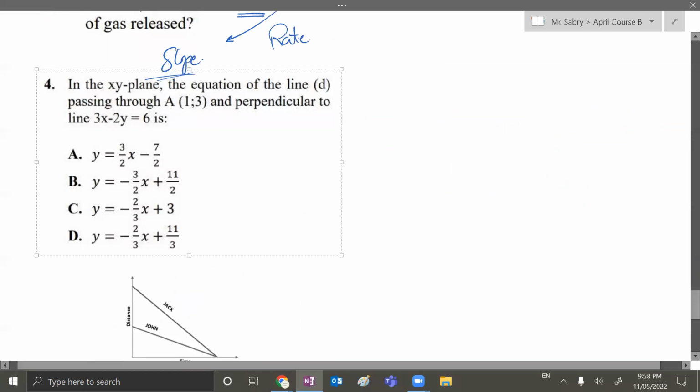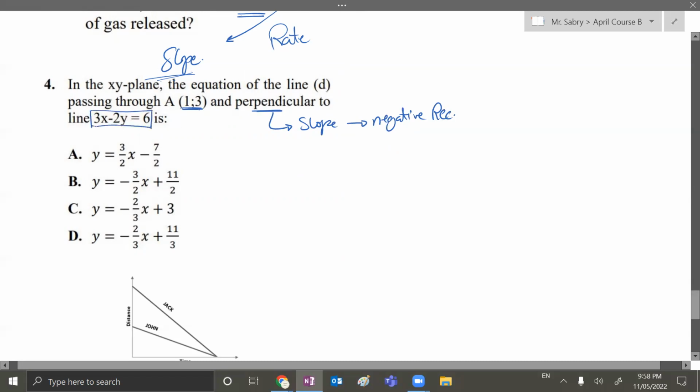Right, checking this one. It says that there's an equation of the line D. This line D passes through the point 1 and 3. This line is perpendicular. Once I saw the word perpendicular, I right away thought about the slope and the idea of a negative reciprocal. We said that the negative reciprocal of a slope means that if one is 2, the other one is negative 1 over 2. So we know that it passes through this point, and it's perpendicular to this line.